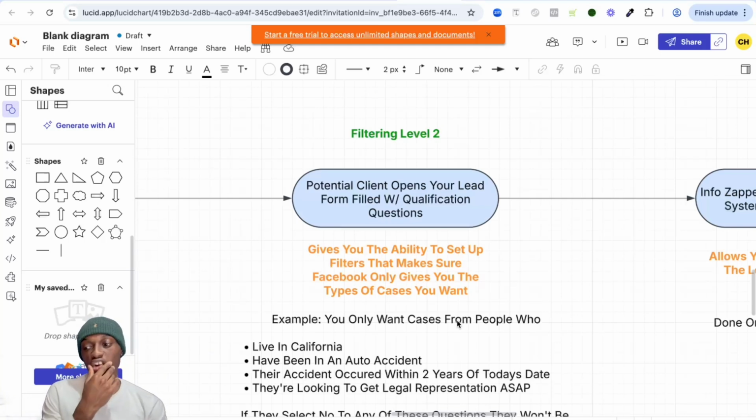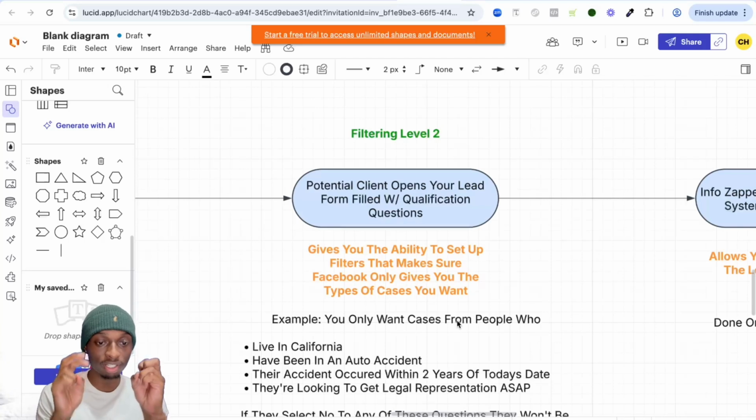It's a part of marketing and law firm marketing that a lot of people skip over, right? It gives you the ability to set up filters that make sure Facebook only gives you the types of cases you want. You can set up filters in Facebook to say, I don't want people who answer no to this question. So if one of your criteria is, has your accident happened within 2 years, and they say no, Facebook will not consider them as a lead, which means Facebook will not input that data of them being a lead into your Facebook ads manager, right? Which will then mean I won't be able to make wrong decisions based off of that person who was considered a lead. If I didn't have these filtering questions, I would be making decisions based off of the type of leads I don't want.